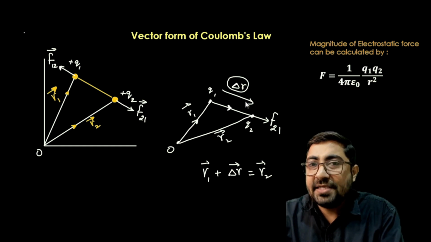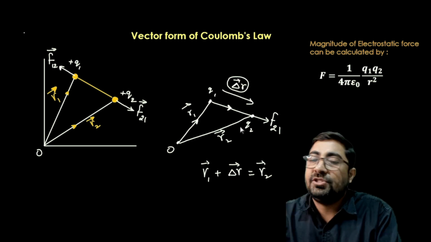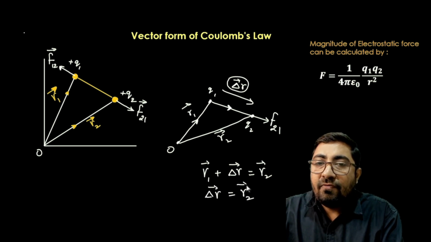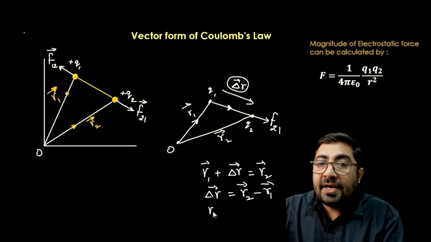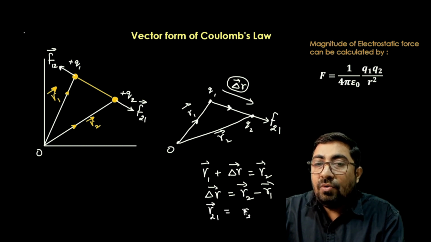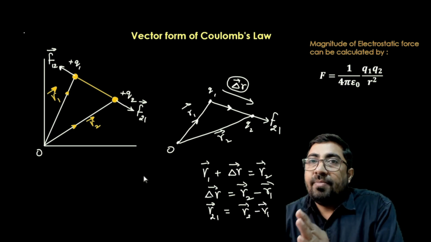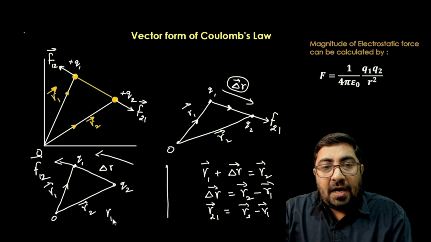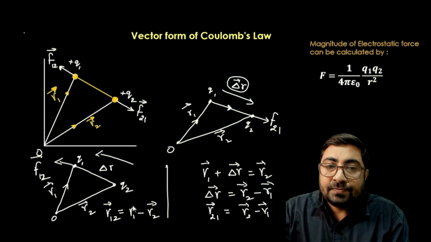I can write it simply as r, but it is a vector quantity because the force is applied from charge q1 to charge q2. So how can I write delta r? It is equal to r2 vector minus r1 vector. So delta r I can write as r21 vector, equal to r2 vector minus r1 vector. Similarly, when charge q2 applies a force on charge q1, r12 vector is equal to r1 vector minus r2 vector.